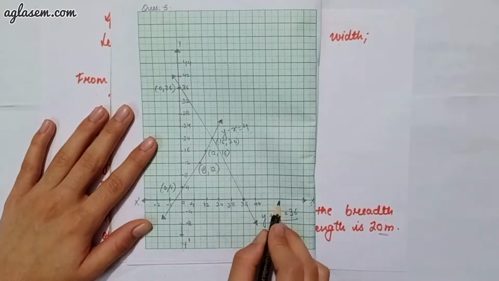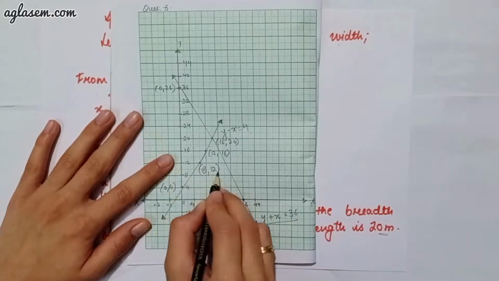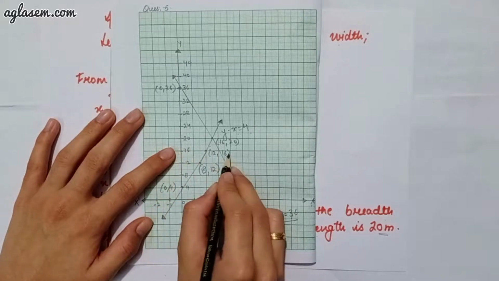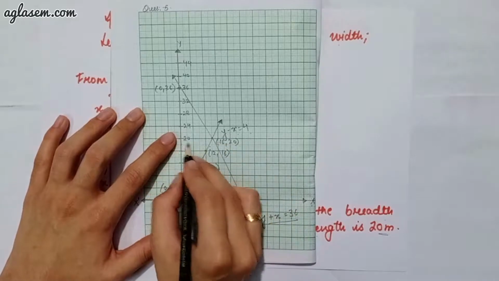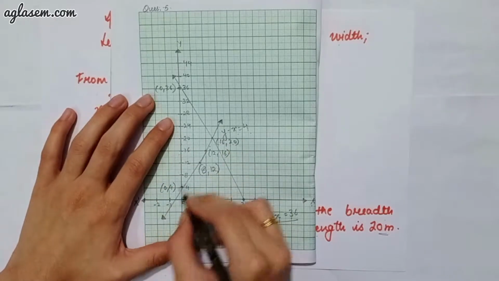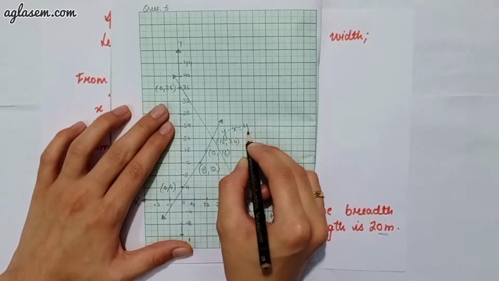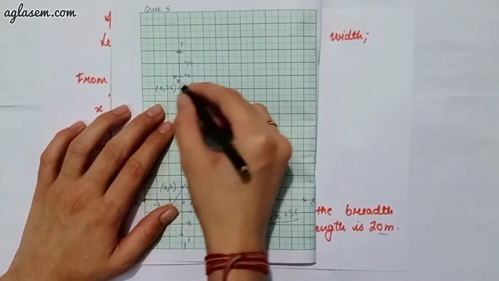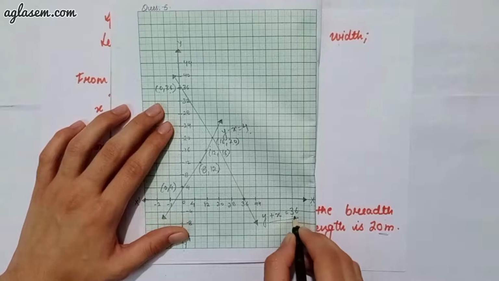So on x-axis we have taken 8 and on y-axis we have taken 12. Again on x-axis we have taken 12 and on y-axis we have taken 16. On x-axis we have taken 16 and on y-axis we have taken 20. So it will be our first equation, that is y minus x is equal to 4. Further, on x-axis we have taken 0 and on y-axis we have taken 36. Here it will be the second equation, that is y plus x is equal to 36.